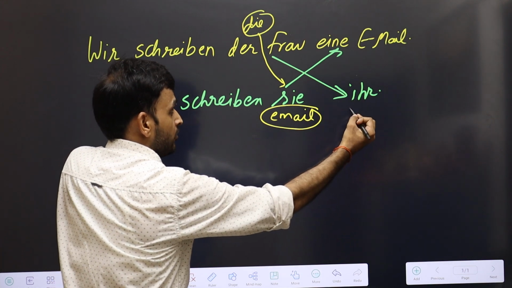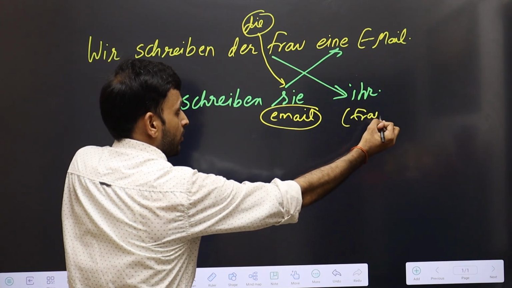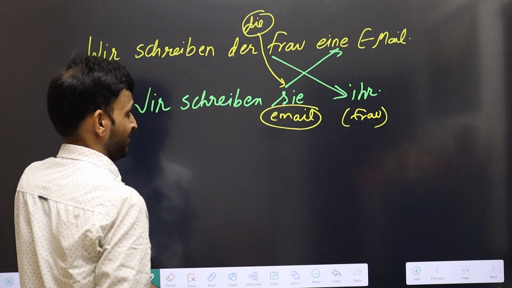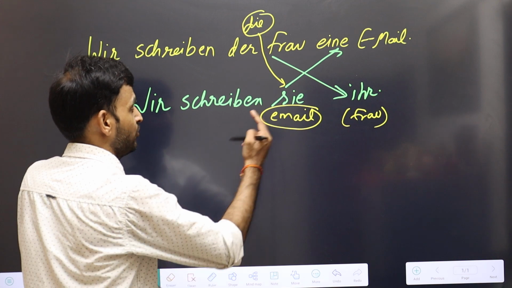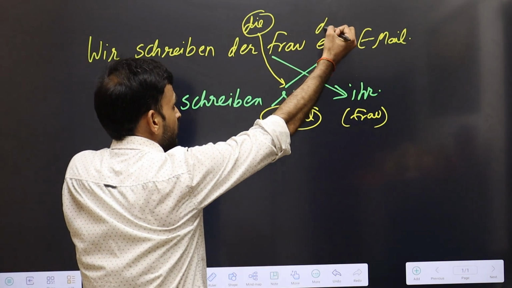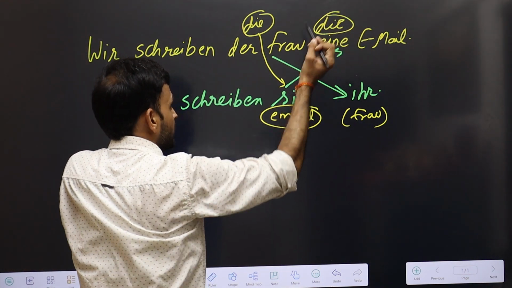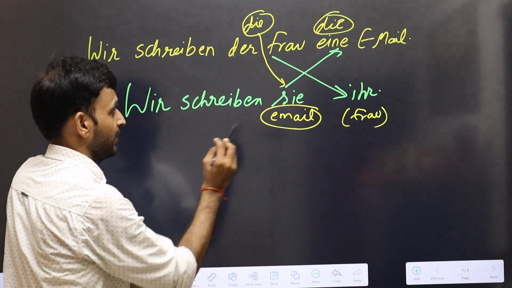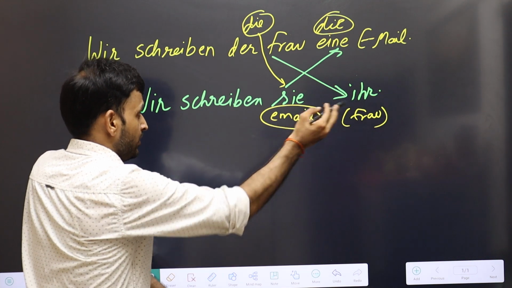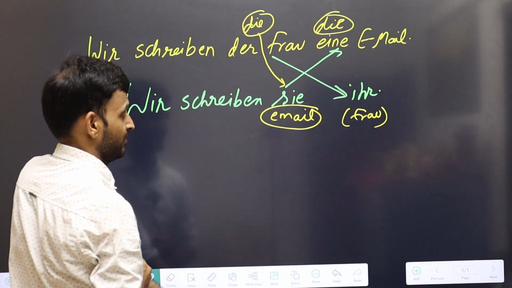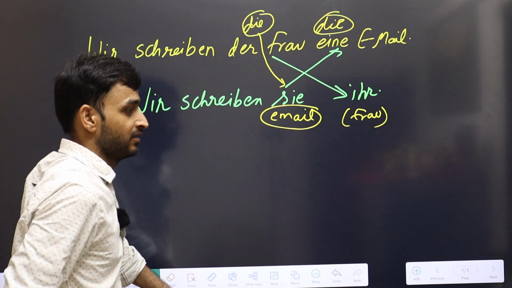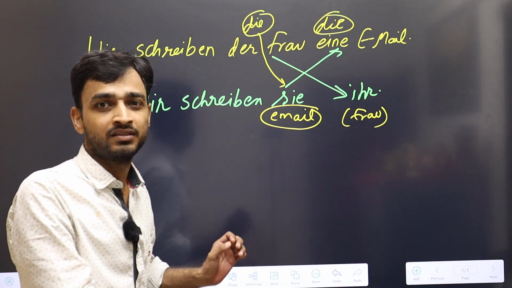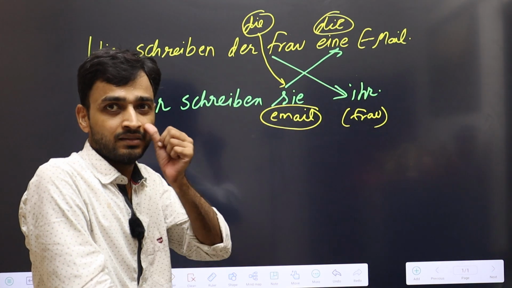So this is Frau. In English we write it to her. We write it to her. Or eine E-Mail or die E-Mail, both correct. The article is okay, definite and indefinite. But here with personal pronoun, we write an email to her. Wir schreiben sie ihr. Understood? This is the concept. Wir schreiben sie ihr. This you need to understand.